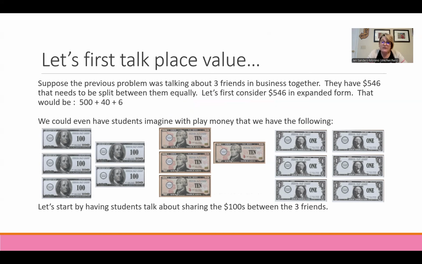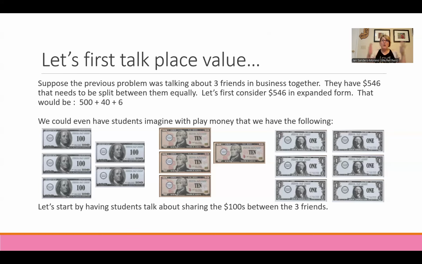So what you'll see in front of me is that I have 546. So it's expanded form. Now, I will say it may look a little bit weird to you because I'm using hundreds, tens, and ones, and you might be thinking, what about a $20 bill? They're fantastic. But when we're talking about place value, we don't want to talk about $20 bills, $5 bills, or $50 bills. We only want to talk about ones, tens, and hundreds, okay? So that's why I'm using ones, tens, and hundreds.